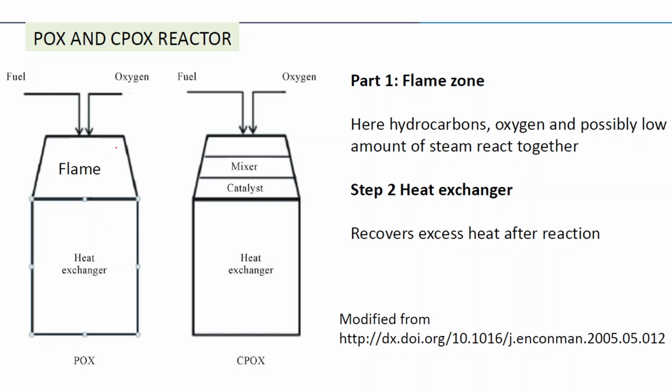This is a POX and CPOX reactor. What happens is we introduce the fuel, which is basically methane, along with oxygen. And here, reforming takes place. This is the reforming zone. And further, a heat exchanger is used for recovery of excess heat. And in the second one, which is the CPOX reactor, catalyst is also present. CPOX is basically catalytic partial oxidation. So, catalyst is also present. We introduce the methane and oxygen, and here, in the presence of catalyst, reforming takes place, and further in this zone, excess heat recovery takes place.